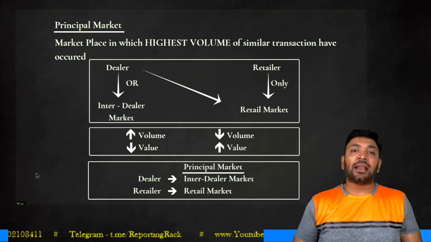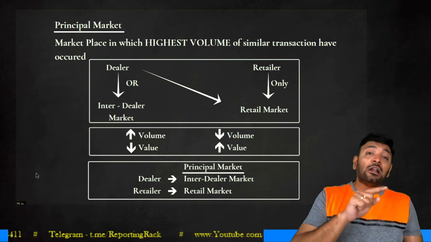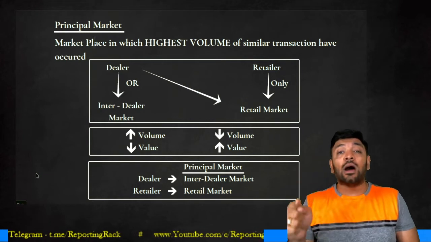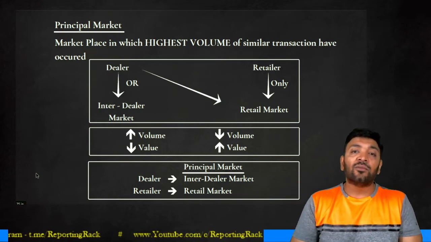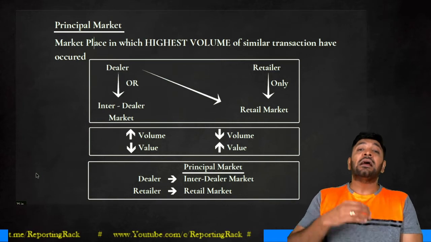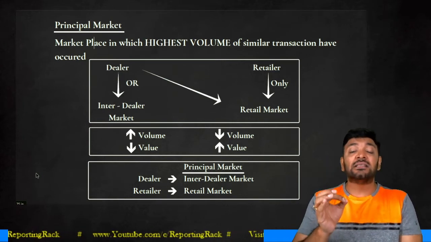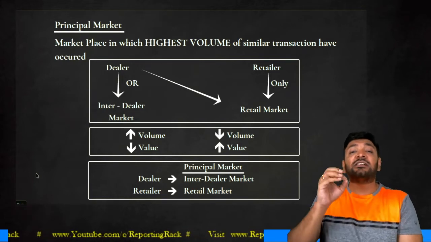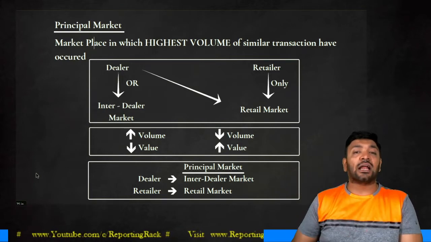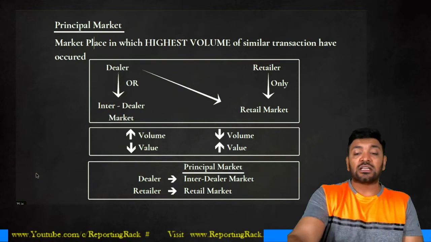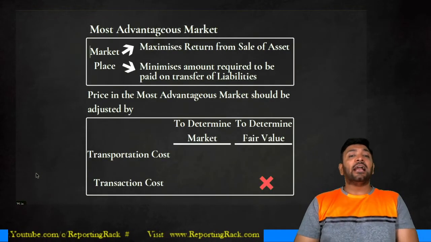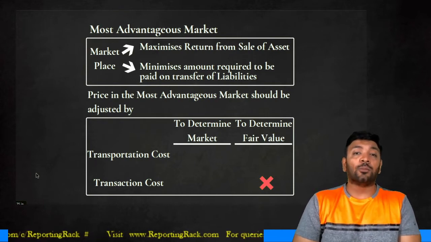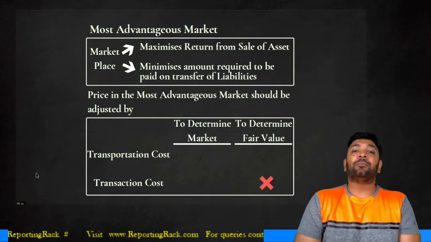I've given you an example as well. But if I cannot determine a principal market, then I will determine fair value with respect to the most advantageous market. What is a most advantageous market? A marketplace which maximizes the money which I receive from sale of an asset, or minimizes the money which is paid to transfer a liability, is called the most advantageous market. It maximizes the return from sale of an asset or minimizes the amount required to be paid for transfer of a liability.